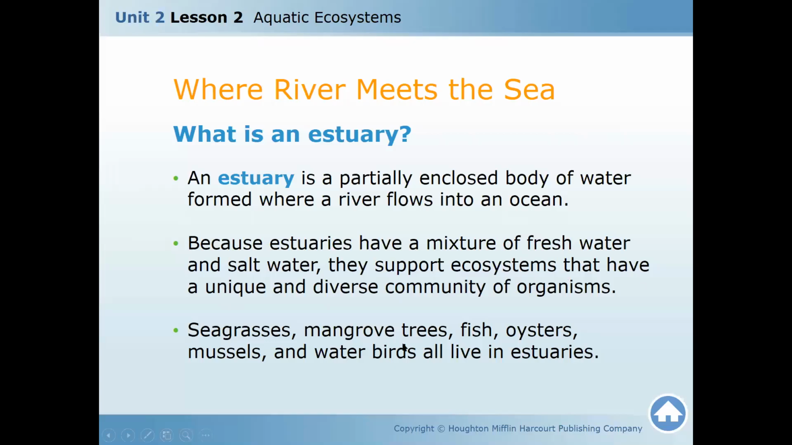So grade 7 girls, in the last class, we spoke about estuary, that it is a partially enclosed body of water formed where a river flows into the ocean. When a river and ocean are connected, don't you think it is a mixture of fresh water and salt water? Because rivers have fresh water and the ocean has salt water. So the mixture of river water and ocean water will give you an estuary. The question is, what is found in estuaries?